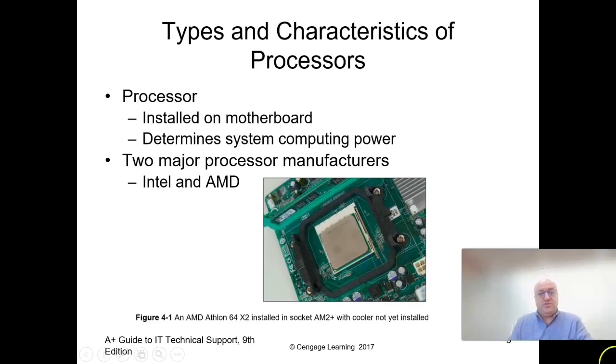So the processor characteristics here. We have two types of processor. First of all, we need to know the processor is installed in the motherboard. And the processor determines the system computing power. Computing power means the performance, if my computer is high speed, what you are doing with games, stuff like that. So we have two major brands of processor, Intel and AMD.